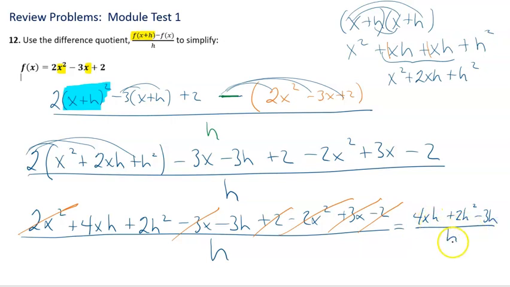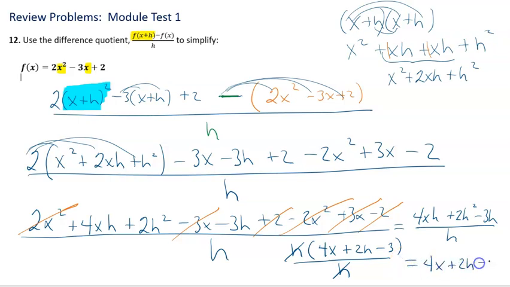Now what's going to happen is this h can factor into each of these 3 things, or you could factor it out front. So h comes out, that leaves 4x plus 2h minus 3 divided by h. My h's cancel. Final answer, 4x plus 2h minus 3. Okay, so make sure you notice the tricks there. You're going to have to FOIL out x plus h squared if you got a square in your problem. You're going to have to distribute a lot. Any term that doesn't have an h as a factor should cancel out.